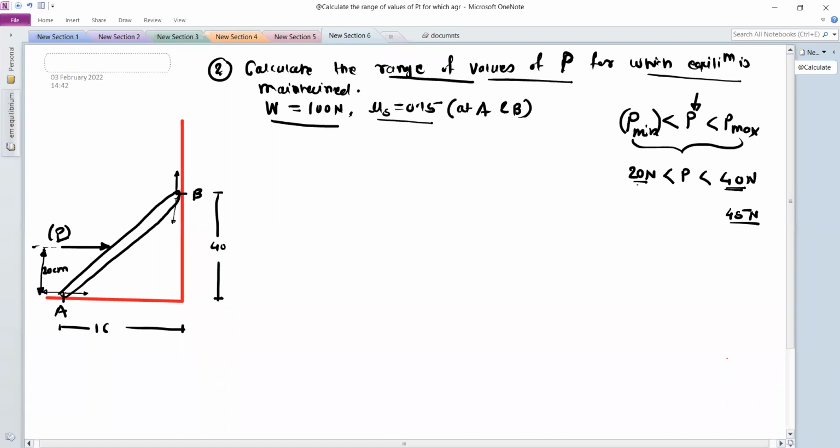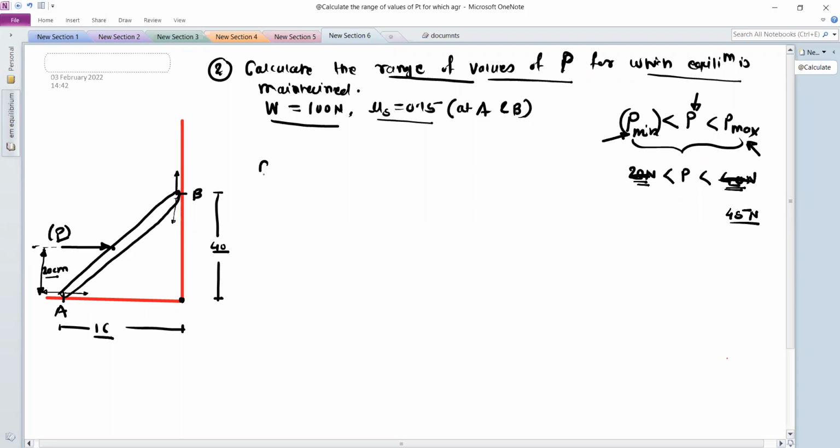So the limiting values are P minimum and P maximum. We have to find these values by calculation, using the conditions of equilibrium. So this is the given diagram where the force P is applied on the ladder at a distance of 20 centimeter. P is exactly horizontal. Point A is at a distance of 16 centimeter from this corner, and point B is at 40 centimeter from this corner. So these are the dimensions given.